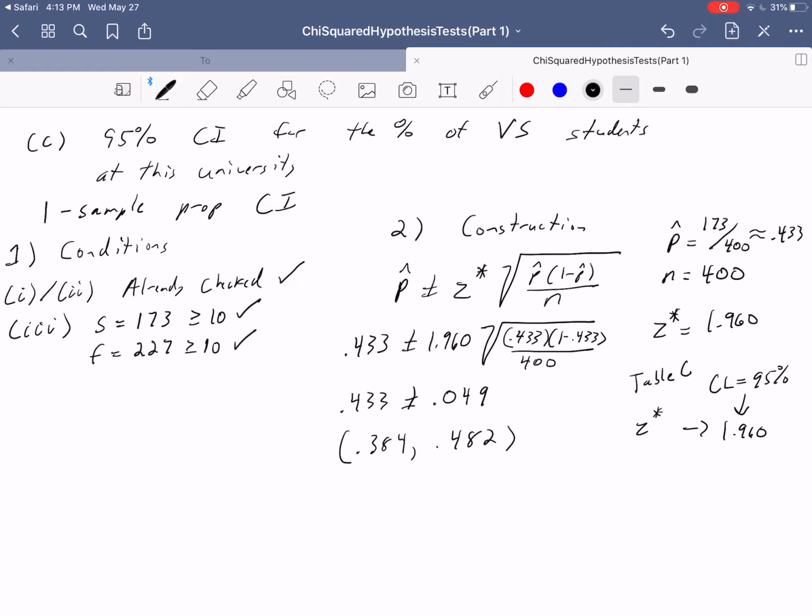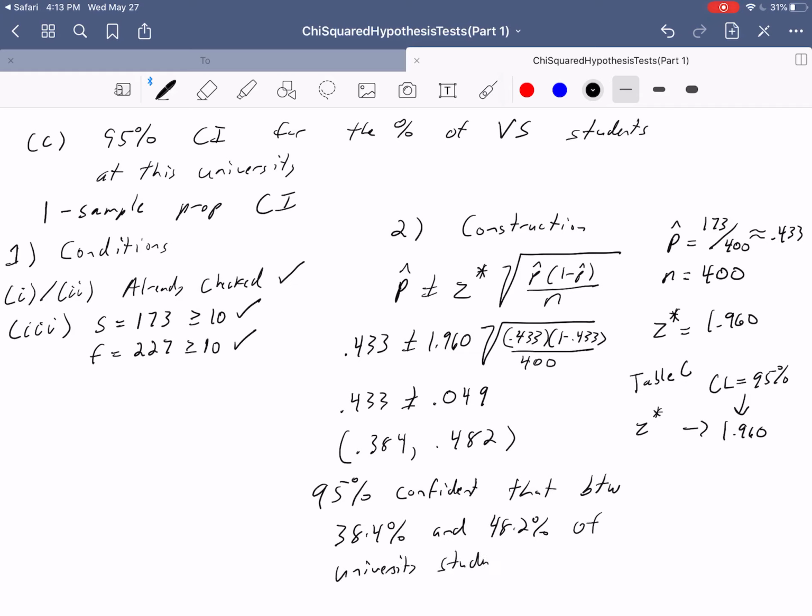So we would interpret this as: we're 95% confident that between 38.4% and 48.2% of these university students are very satisfied. So we're saying anywhere from about 38% to about 48% of the student population are very satisfied with their program.